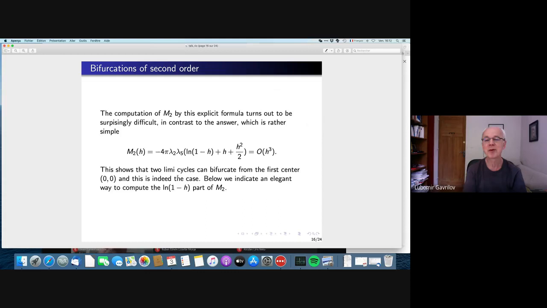Jean-Pierre Francois probably already succeeded in doing this, but it took him more than a month, I think. But in any case, it is possible to compute not by direct methods, but by making use of the monodromy properties of this M2, this Melnikov function, and the final result is very simple. This very simple formula that you see here.